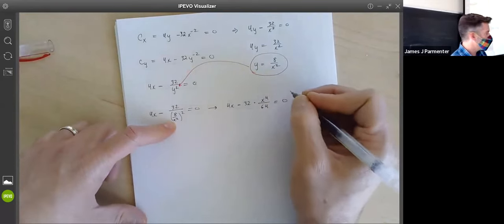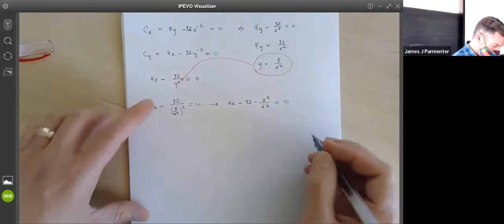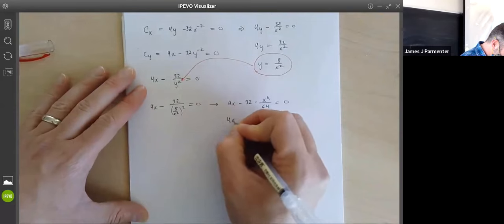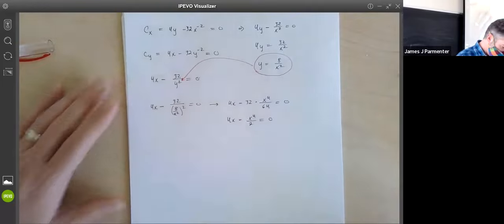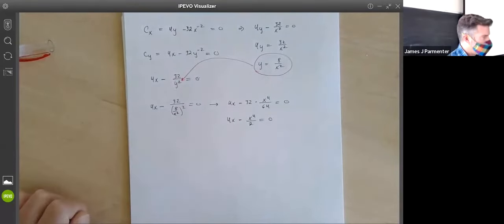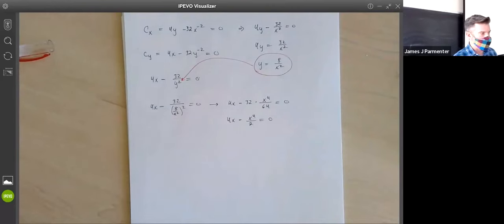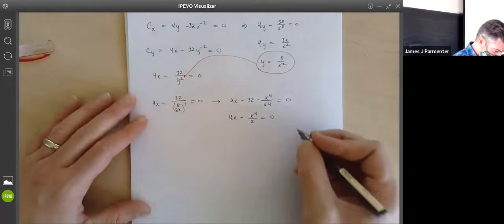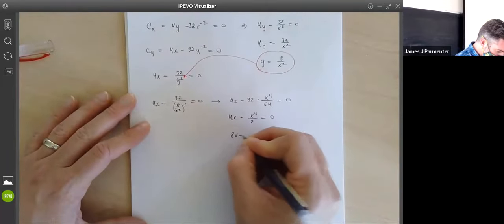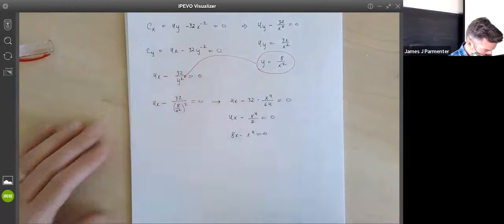Next, I flip and multiply. And now I can simplify this. This is 4x minus x to the fourth over 2 equal to 0. What's something really easy I could do to make this problem just a little bit easier? I know I said easy twice. I meant it both times. What's a simple thing I can multiply both sides by to make this just a little better? Right, exactly. I don't want fractions. I don't need fractions. So multiply both sides by 2. Now I've got 8x minus x to the fourth equal to 0.